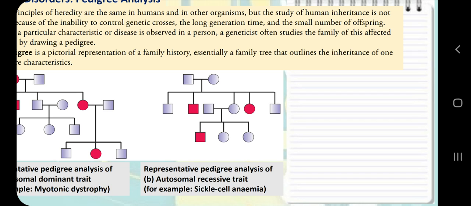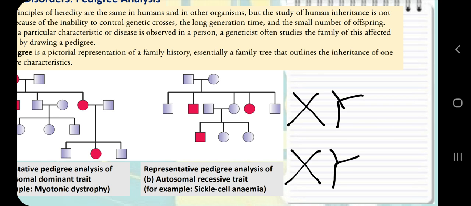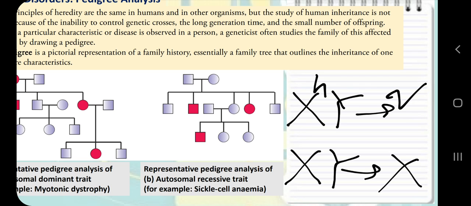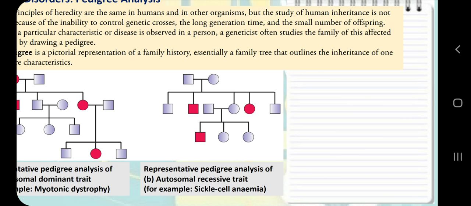But if we consider the case of a male, we males have only one X chromosome. So either we have the hemophilic gene or we do not have any hemophilic gene. And if we have the hemophilic gene, then we have hemophilia for sure. If we do not have it, we will not have hemophilia. So what is interesting here is that if a male has the hemophilia gene on his X chromosome, he is going to be a hemophilic male.